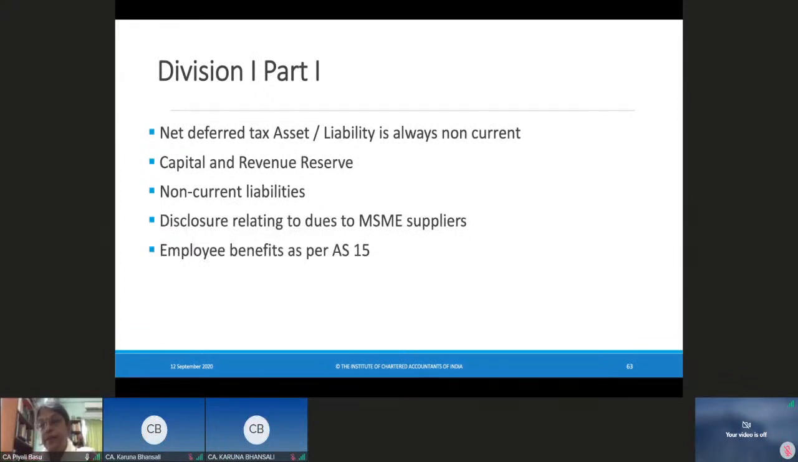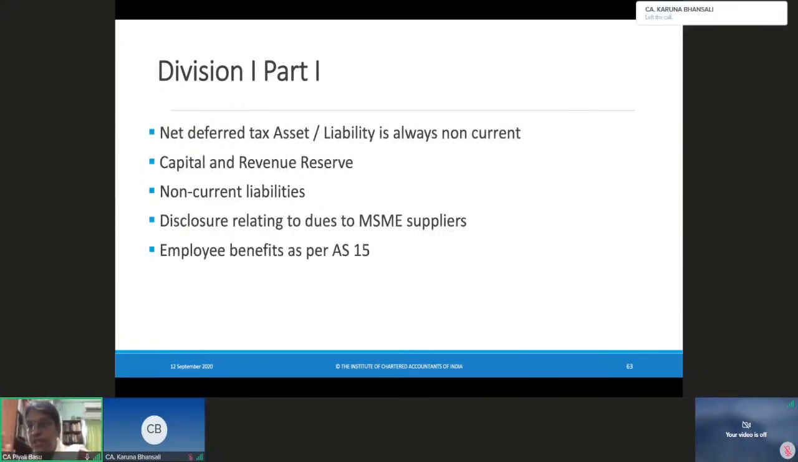Ind AS is not applicable everywhere. But Schedule 3 is mandatory. That's the reason Schedule 3 has two divisions. One is for Ind AS, and one is for the normal accounting standards that are still prevalent, which are for the companies not coming under the purview of Ind AS. I didn't get your question correctly, so if you can tell me, probably I'll be able to explain better.